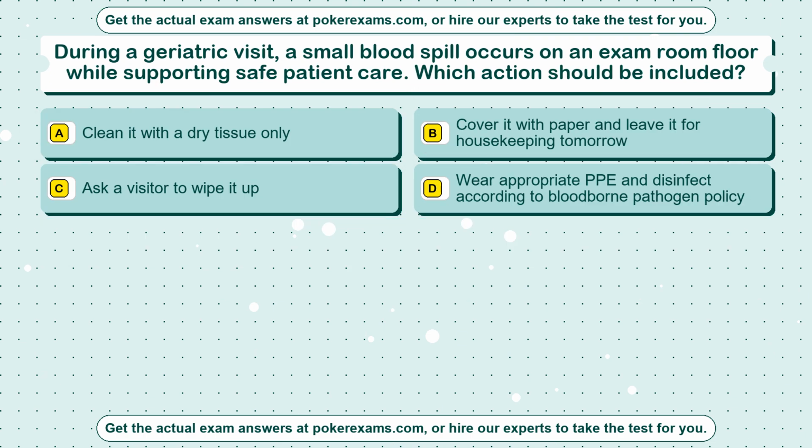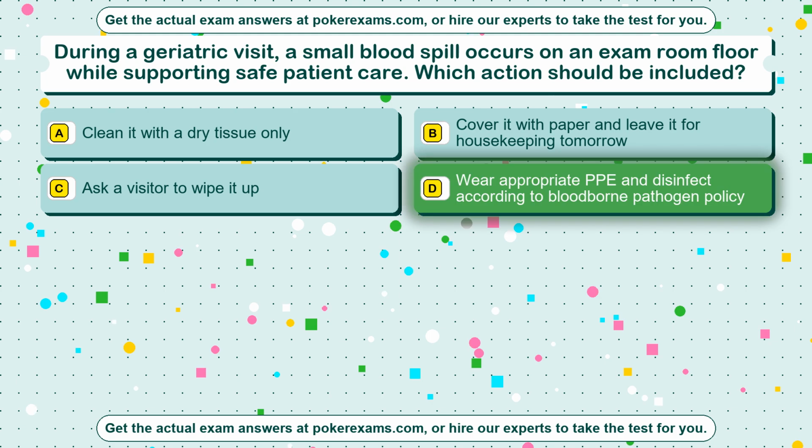Question 50. During a geriatric visit, a small blood spill occurs on an exam room floor while supporting safe patient care. Which action should be included? Option A, clean it with a dry tissue only. Option B, cover it with paper and leave it for housekeeping tomorrow. Option C, ask a visitor to wipe it up. Option D, wear appropriate PPE and disinfect according to bloodborne pathogen policy.